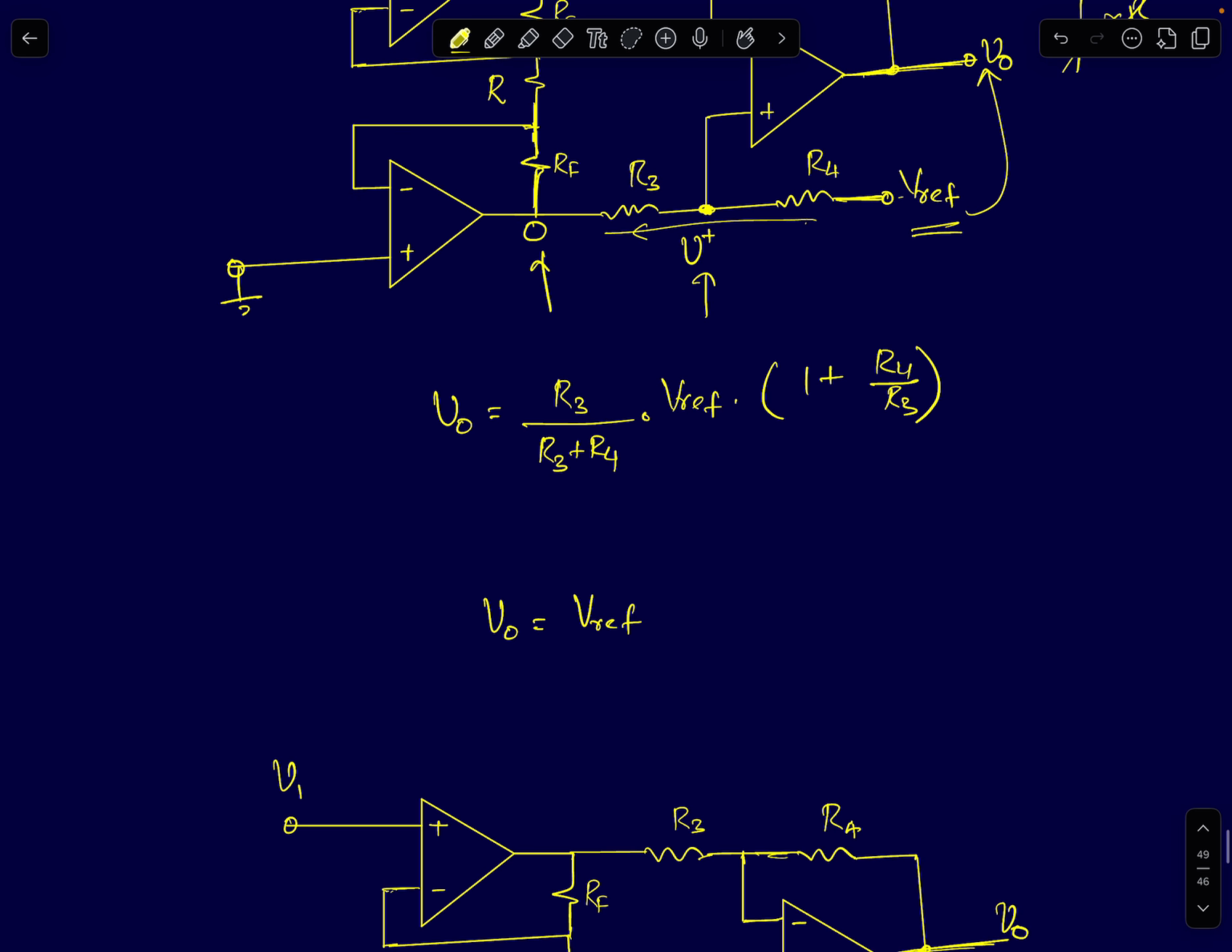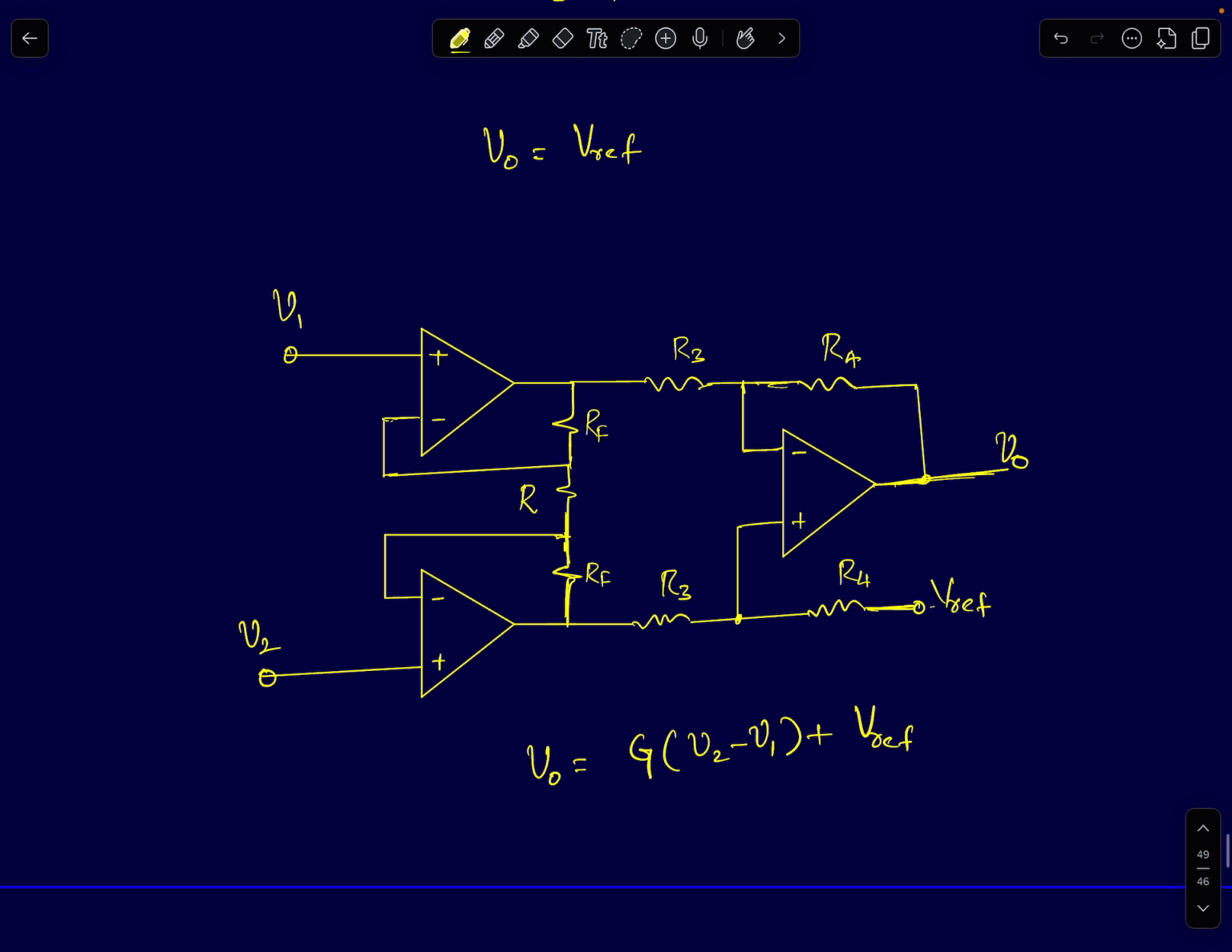So once you add Vref to this node, you can apply the principle of superposition and easily see that the output voltage is simply given by G times V2 minus V1 plus Vref. So now I have added a DC level to the instrumentation amplifier's output by making a very small change. Instead of connecting this R4's node voltage to ground, I can connect it to a voltage source Vref. Which is what is normally done.